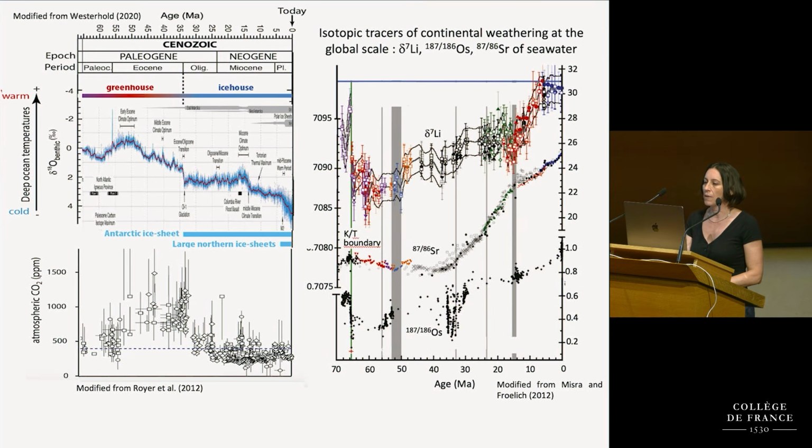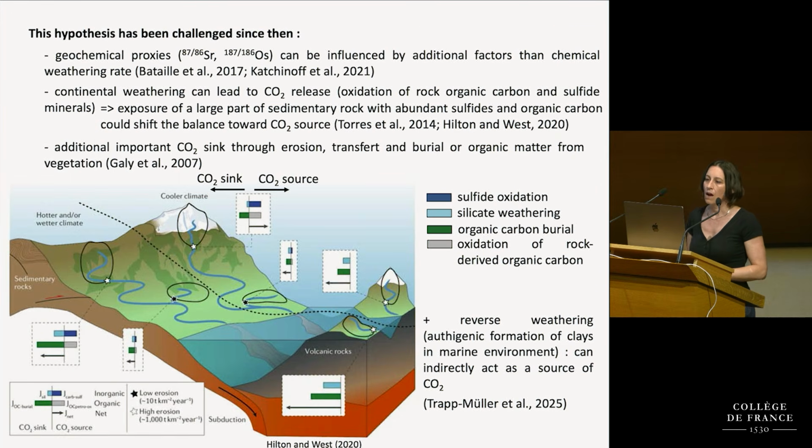by additional geochemical proxies that have been used as tracers of continental weathering rates at the global scale, like lithium and osmium isotopes, and that also showed concomitant evolution at that time with the signal of strontium. And it has also been supported by the long-term decrease observed in atmospheric CO2 data. However, this hypothesis has been challenged since then, based on several elements.